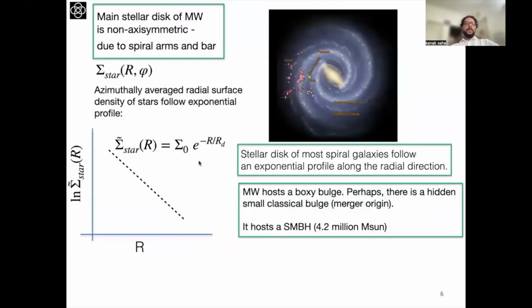Let us look at the Milky Way stellar disk. Milky Way stellar disk is non-axisymmetric. It means not axially symmetric because it has a bar and also spiral arms.